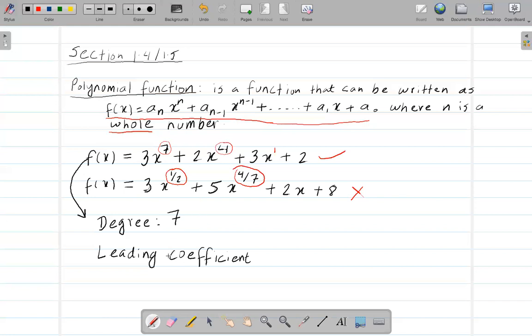And the leading coefficient of this polynomial is the coefficient of the term which has the highest power. Here, this term has the highest power, 7, so the leading coefficient is 3. All right, clear? Since the second function is not a polynomial, we cannot find its degree and leading coefficient. That's not possible. The only time we can find the leading coefficient and degree is if the function is a polynomial.